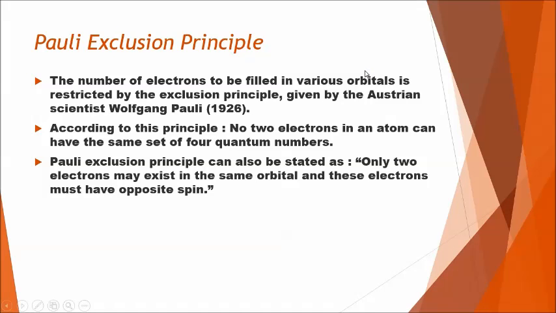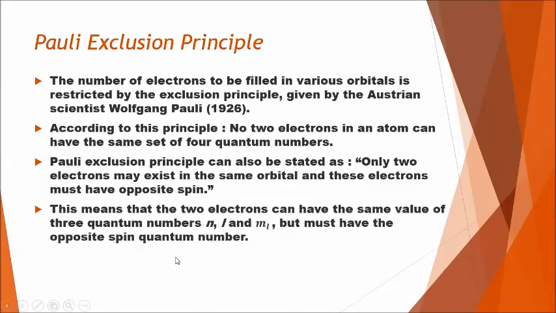Pauli's exclusion principle can also be stated as: only 2 electrons may exist in the same orbital, and that also with opposite spin. This we have learned while we were discussing the difference between orbit and orbital. We said that in an orbital, maximum 2 electrons can be accommodated with opposite or paired spin. That point is from this exclusion principle.